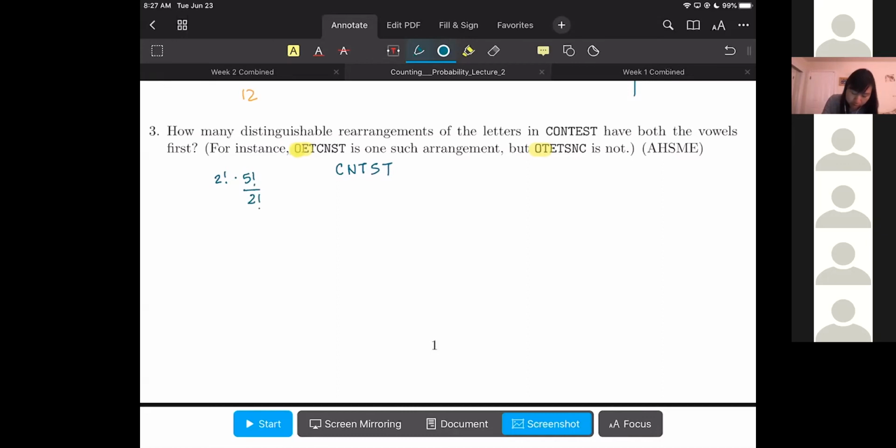So here, just as David explained, there's 2 factorial ways to permute the O and the E, and that's OE and EO. And then there's this many ways to permute C, N, T, S, T. So this gives us 5 factorial divided by 2 factorial, which is 60. Awesome.